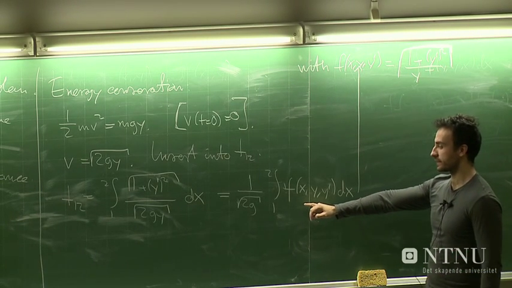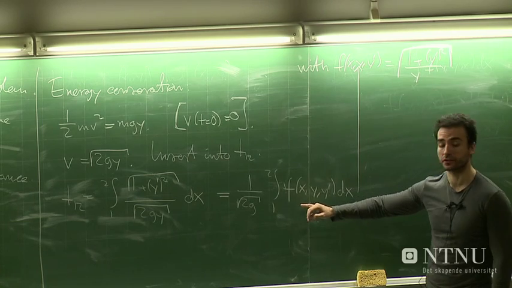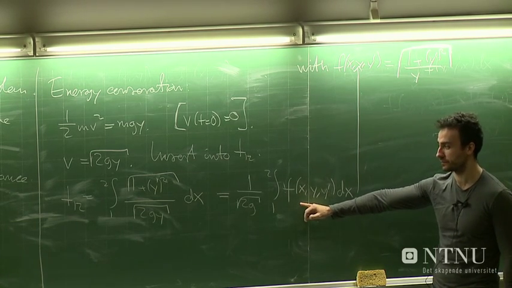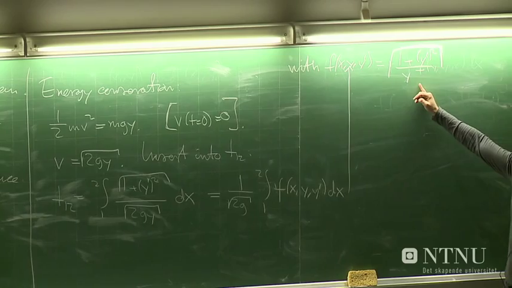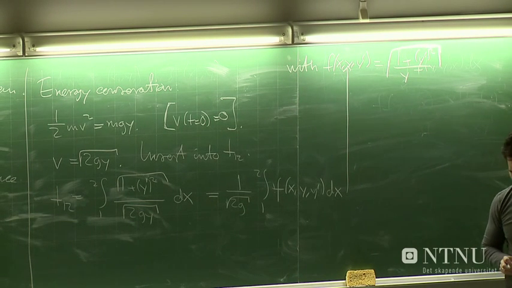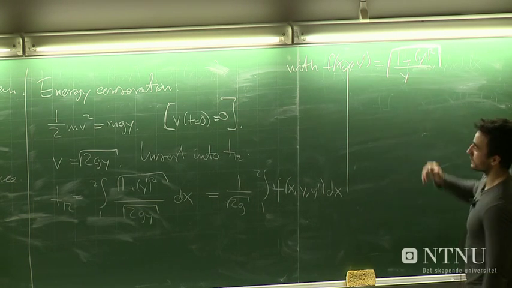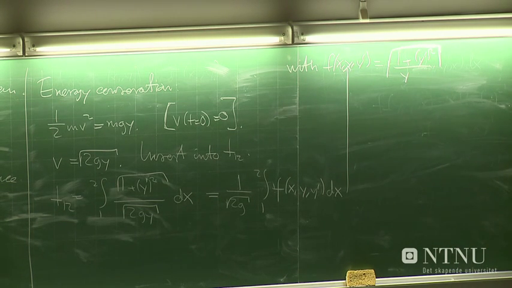Which means I can identify the function f here in the integrand, like this. Now, this is slightly different from the previous example because now we have no dependence on x, but we have a dependence on y, which we did not have in the first example of the minimum area.